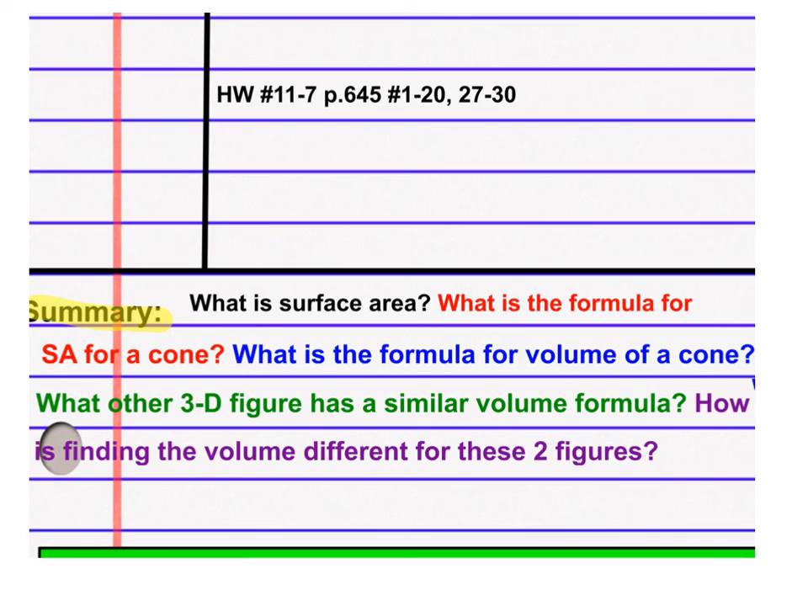So just to clarify a little bit for the green question, what other 3D figure? Hopefully you're kind of thinking a pyramid has the 1/3 base times height. So that's in a way how they're similar. But what is kind of different about finding the volume? Like talk about the bases. The base of a cone is always a certain shape versus a pyramid.